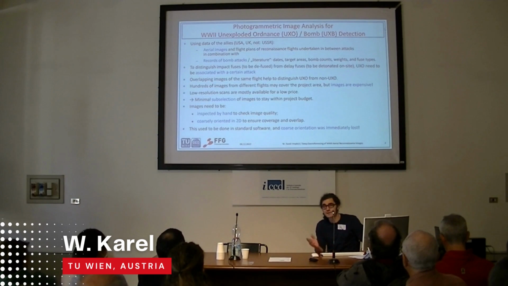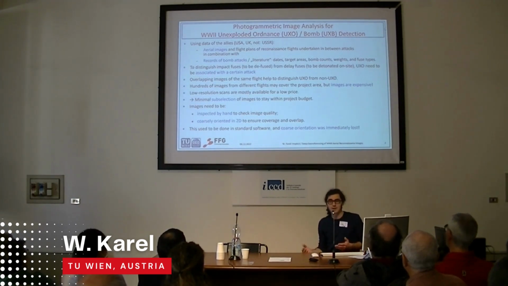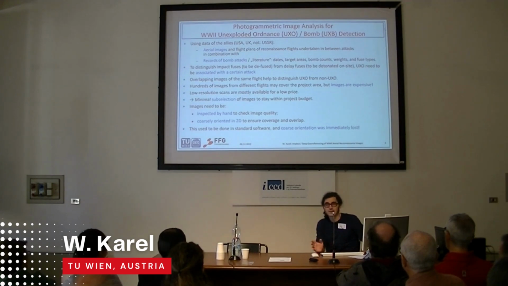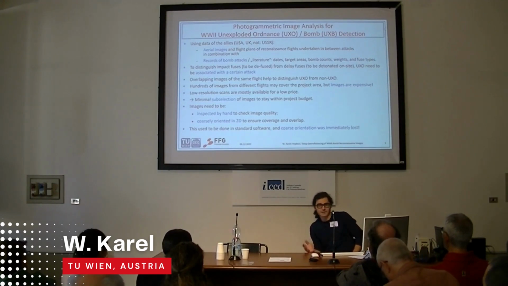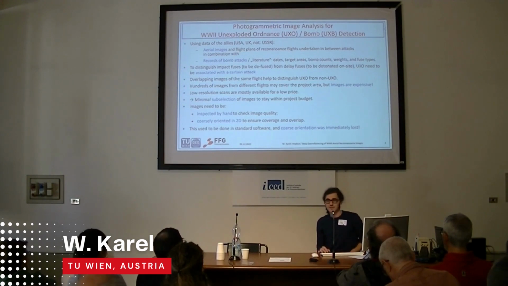And then the second kind of data that is used is records of bomb attacks, which some of our project partners call literature. And this is important in order to find out the bomb load and the fuse type. So there are basically, as I learned, two fuse types. One is an impact fuse, which is supposed to detonate immediately, and the other one is a delay fuse, which was supposed to detonate after some time.